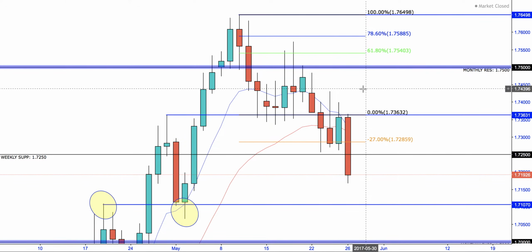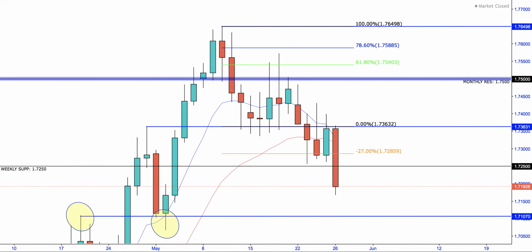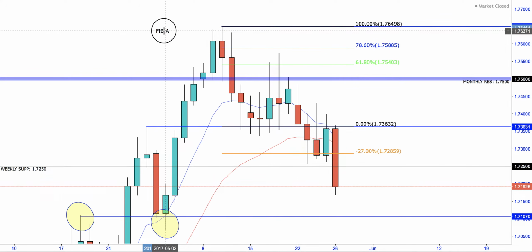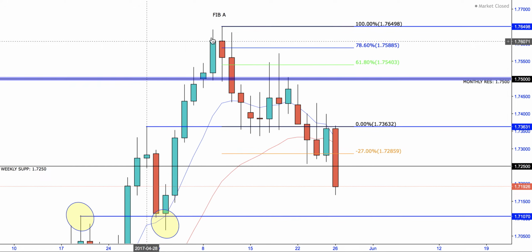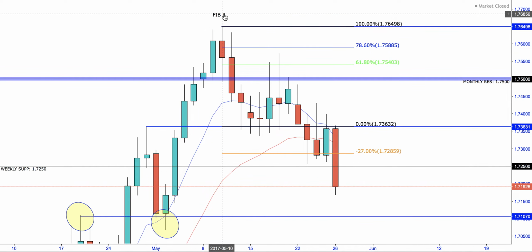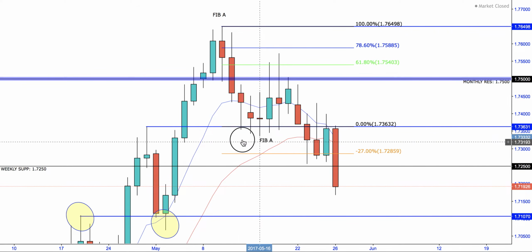So in the case of that, if you take off the 50, take off the 38.2 and leave these on here, I'll explain why in a moment, and our D extension target. So over here we have fib A at the top. Fib A came from the 3-pin formation and the key level of resistance which I drew onto that 3-pin formation. We also now have fib B.